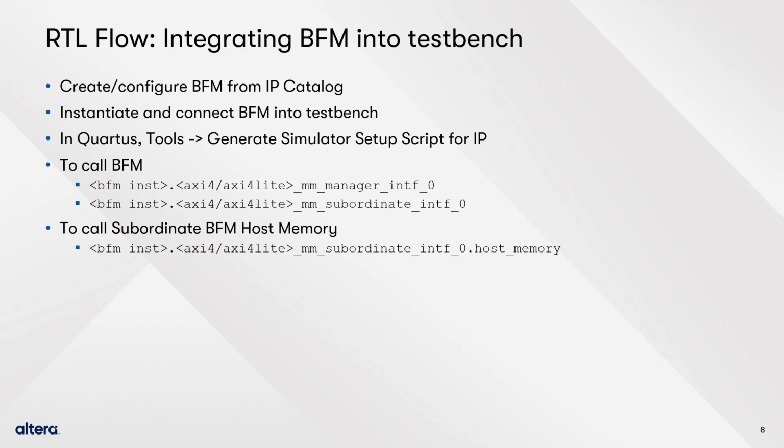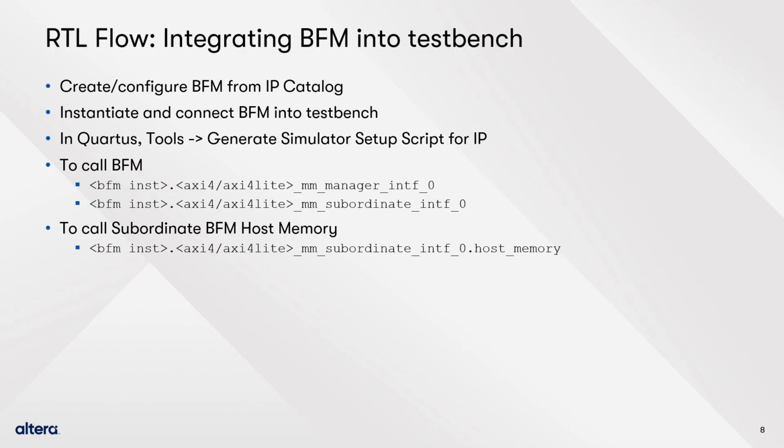So to integrate your BFM into your test bench, the first step we'll look at is the RTL flow. First thing you do is create and configure your BFM from the IP catalog. Then you'll instantiate and connect the BFM into your test bench. And then from Quartus, you'll go to Tools, Generate Simulator Setup Script for IP, which will set up all the scripts and libraries needed for the simulator.